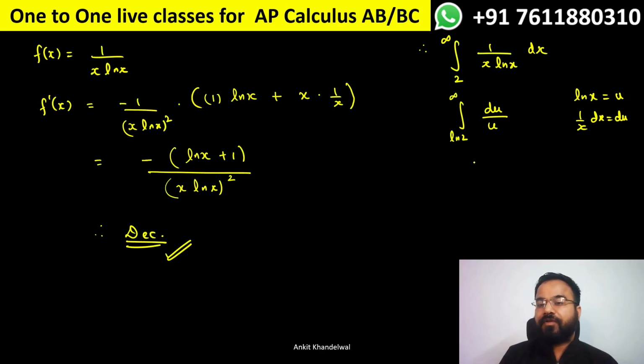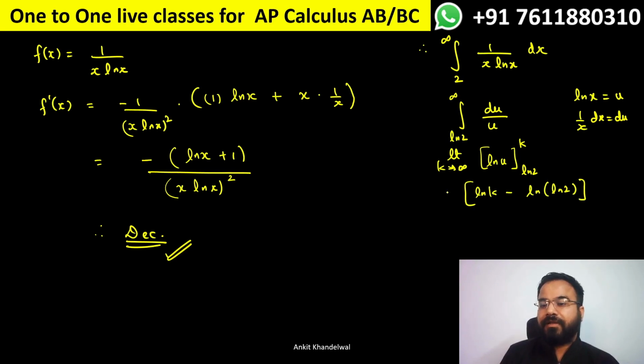In the improper integral, what we do is simply change the limits. We can make the integral like this: the integration of 1 by u is ln of u, and here we put the upper limit as k, and I am putting the limit that k goes toward infinity, because the upper limit is infinity. Now if you solve this, it will be ln of k minus ln of 2, as k goes toward infinity. When k goes toward infinity, ln of k will be infinity, and infinity minus a very small number will still be infinity. Infinity means that the integral is diverging.